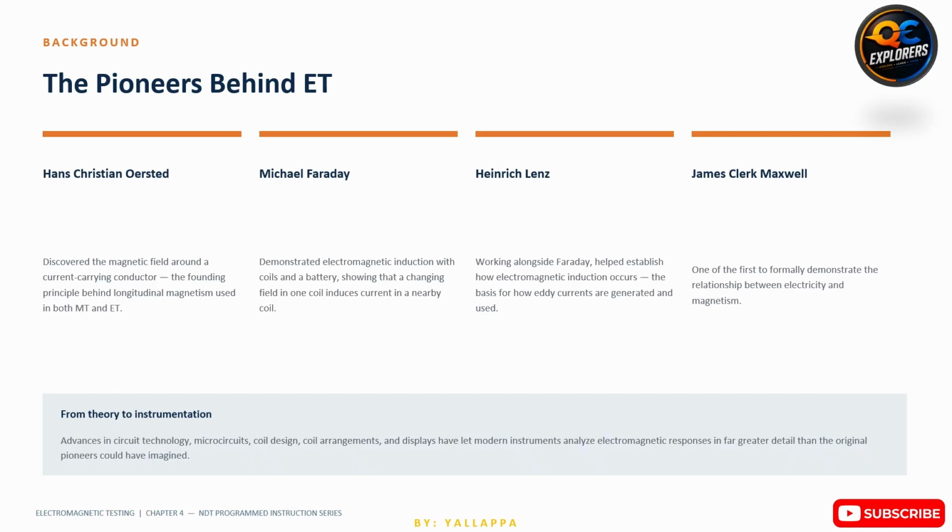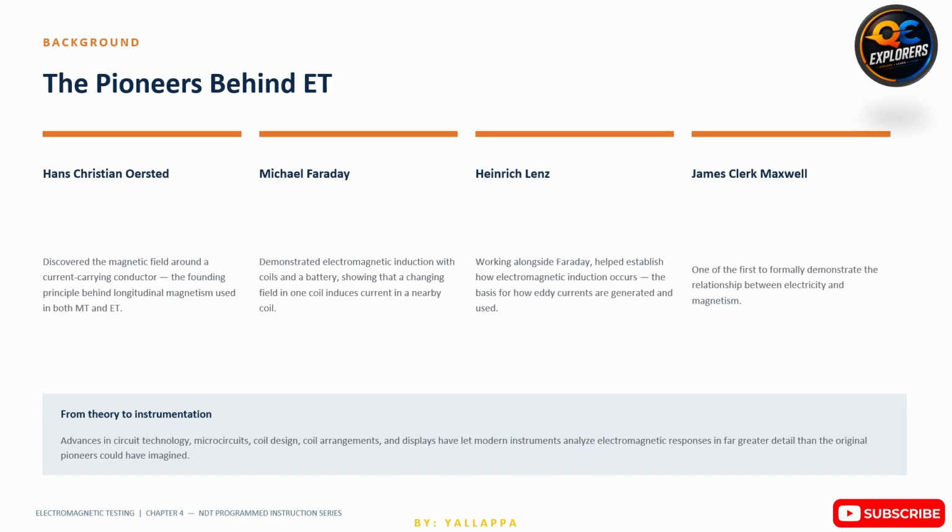Next is Michael Faraday, whose work revolutionized electrical engineering. Faraday demonstrated that a changing magnetic field can induce an electric current in a nearby conductor. This phenomenon is known as electromagnetic induction, and it is the fundamental principle behind eddy current testing. Without Faraday's discovery, modern electromagnetic inspection would not exist.